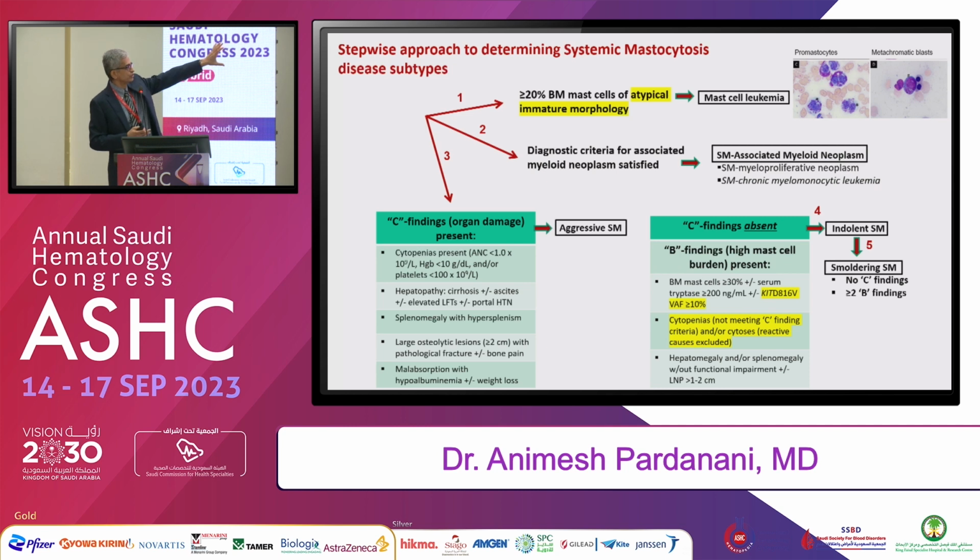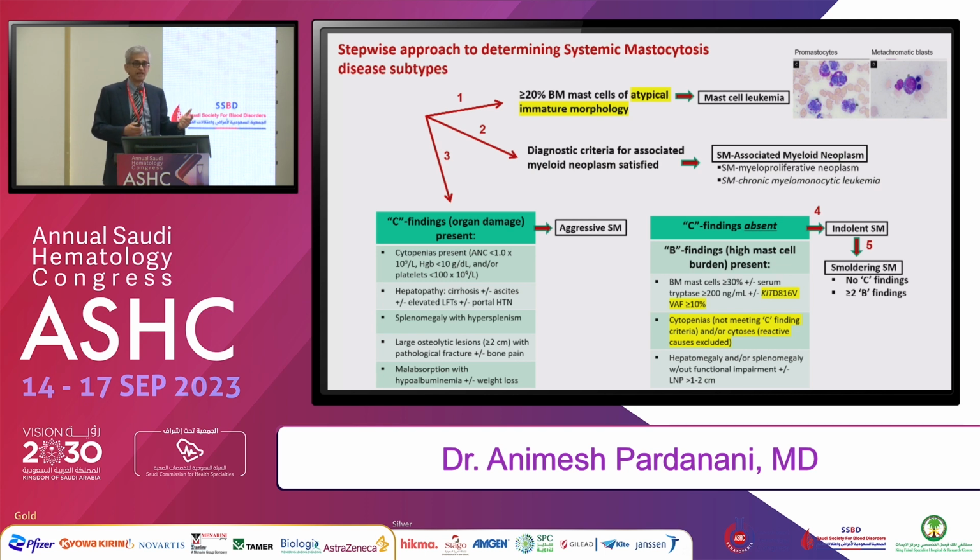Once you've excluded the first two, then you ask the third question. That is, okay, I have a patient with mastocytosis, do they have organ dysfunction? And I've given you the definition of organ dysfunction as per the ICC and WHO classifications. If you satisfy those criteria for organ dysfunction, then the patient has aggressive mastocytosis. But if you exclude mast cell leukemia, if you exclude associated myeloid neoplasm, and if you exclude aggressive mastocytosis, then you're left with indolent disease.